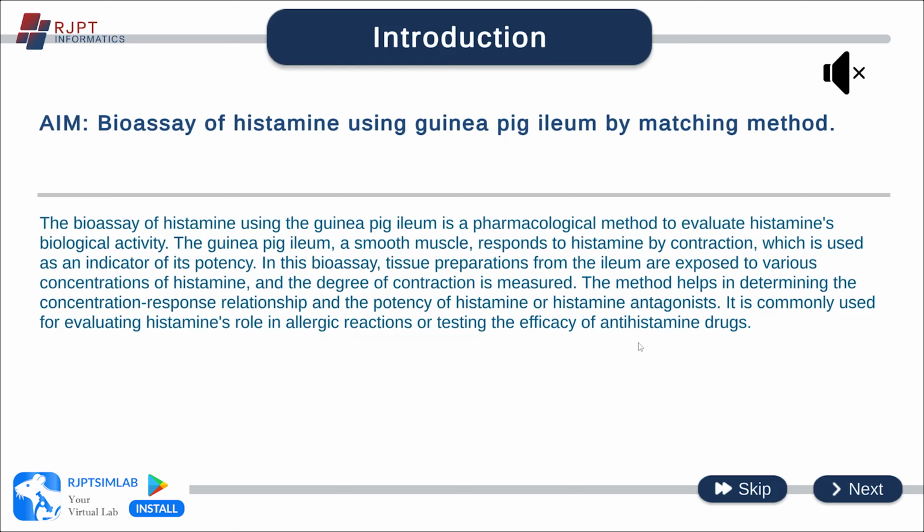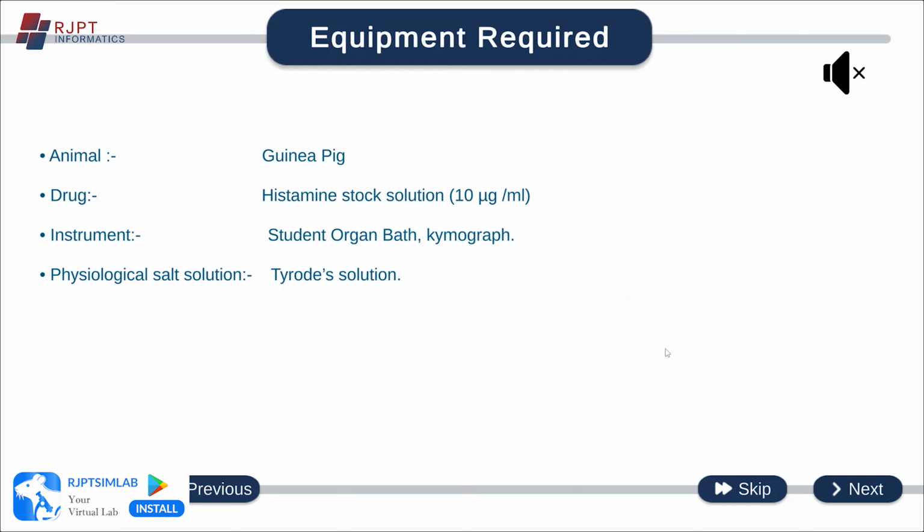The above statement says that in this bioassay, we will do the tissue preparation of the ileum and the tissue is exposed to various and different concentrations of histamine, and the degree of contraction is measured according to the concentration of the histamine. Then this method helps in determining the concentration response relationship and the potency of histamine or histamine antagonist drugs. And it is a very commonly used method for evaluating histamine's role in allergic reactions or the efficacy of the antihistaminic drugs. Now let's see the equipment required for this experiment.